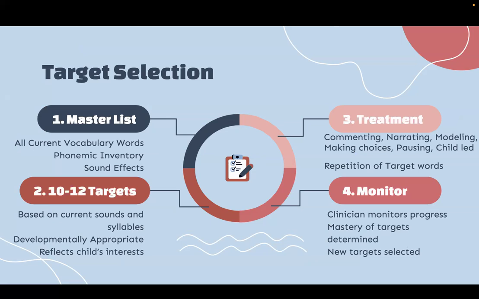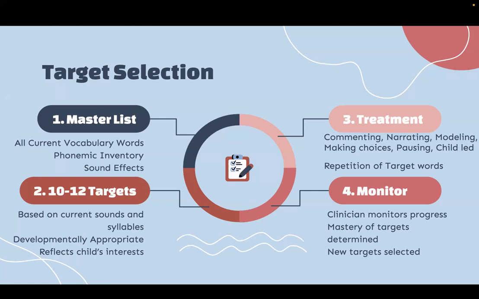In step 2, 10 to 12 target vocabulary words are selected based on the sounds and syllables the child already can produce and language criteria, such as choosing developmentally appropriate words from various parts of speech that reflect the child's interests. This is a client-centered approach, and the words must adhere to the interests of the child, or the treatment will likely not be as effective.